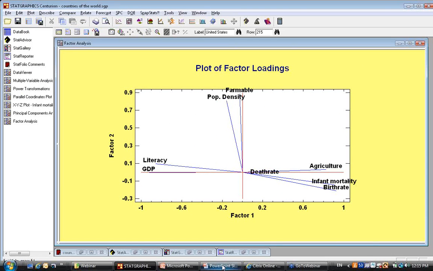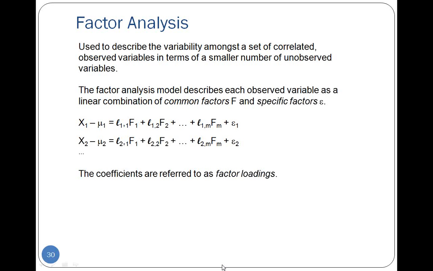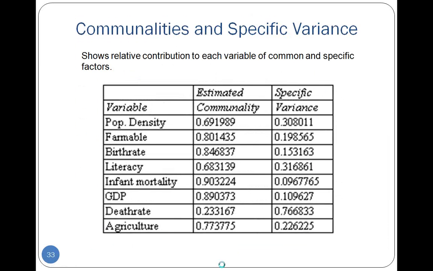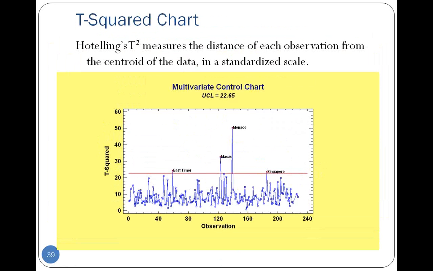Now, let's go back for a moment, if we can, to my PowerPoint slide. There's one more procedure in Statgraphics Centurion itself that I wanted to show you today, and that is the t-squared chart. There is a chart in the Statistical Process Control section of Statgraphics, which takes and plots out a statistic called t-squared. Now, what t-squared does is measures the distance of each observation in a big point cloud from the centroid of that data. The centroid of the data being the location of the mean.